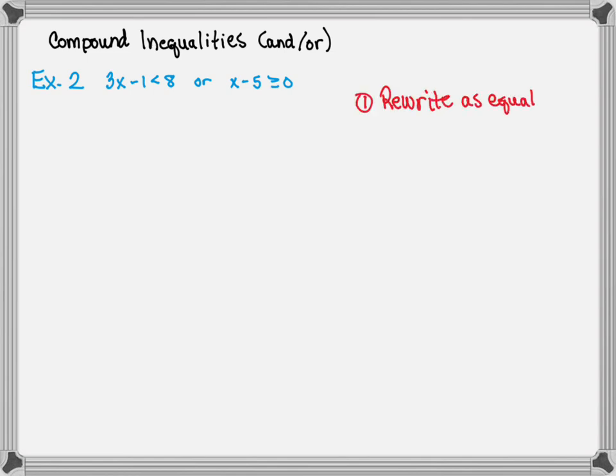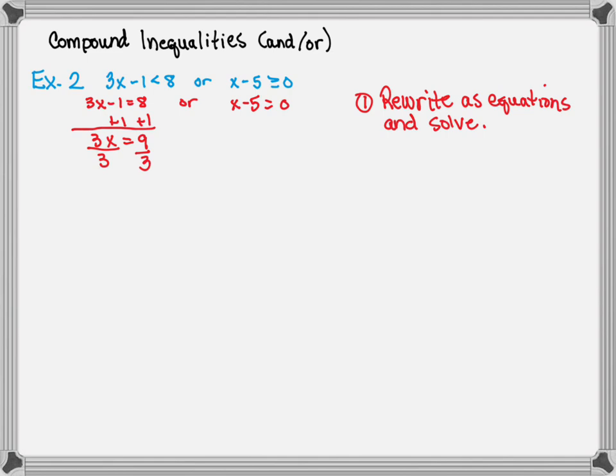Okay, basically the same first step. Rewrite as equations and solve. So I'll rewrite this as 3x minus 1 equals 8, or x minus 5 equals 0. I'll add 1 to both sides on this first one, and I'll get 3x equals 9. Divide both sides by 3, I get x equals 3. On the second one, I'll add 5 to both sides, and I'll get x equals 5.